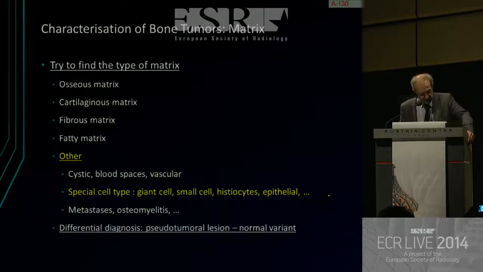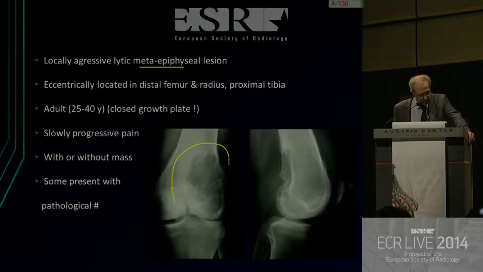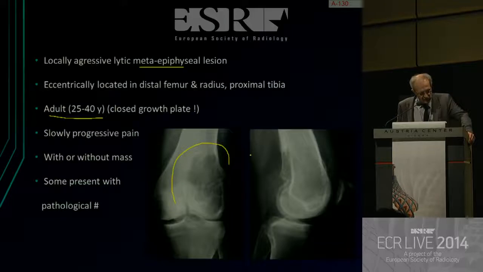Okay, let's continue with special cell types. The first one is a locally aggressive metaepiphyseal lesion in an adult. And it's eccentrically located, frequently in the femur, radius, and proximal tibia. It's slowly progressive, often with pain, and can present with a soft tissue mass. Sometimes there is a pathological fracture, like in this case.